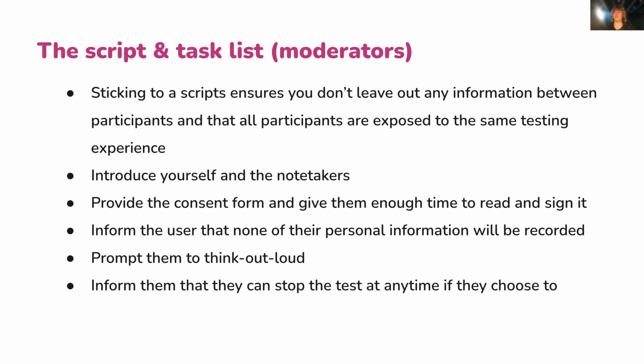Usually when you do a user journey map, you have a script that's part of your task list. Sticking to a script ensures that you don't leave out any information between participants and that all of your participants are exposed to the same type of testing experience. Within this script, there's always an introduction for yourself and the note takers. We also always provide a consent form and give them enough time to read and sign it. And this consent form informs the user that none of their personal information will be recorded, and also that they can stop anytime that they choose and they don't have any obligation to finish the test if they don't want to. We also prompt them to think out loud and remind them to think out loud during the entirety of the test.